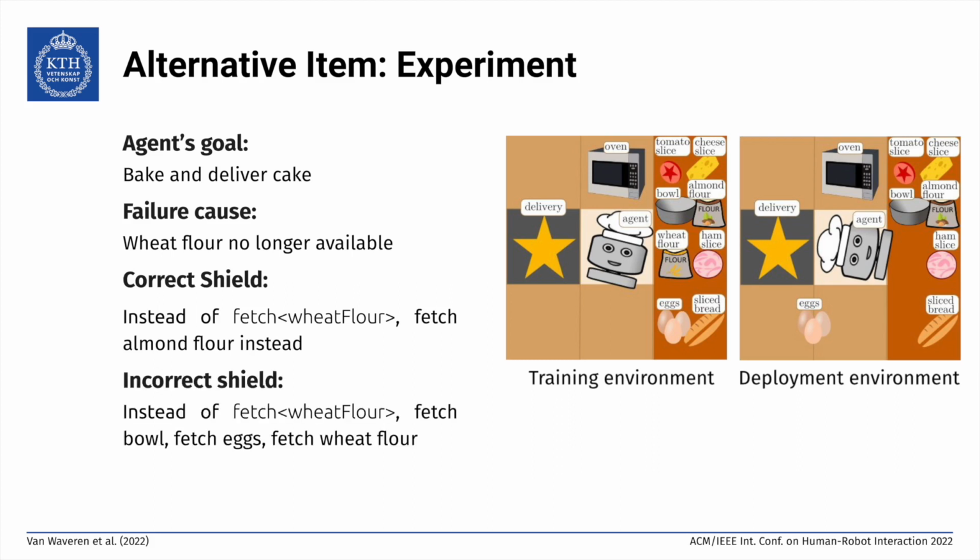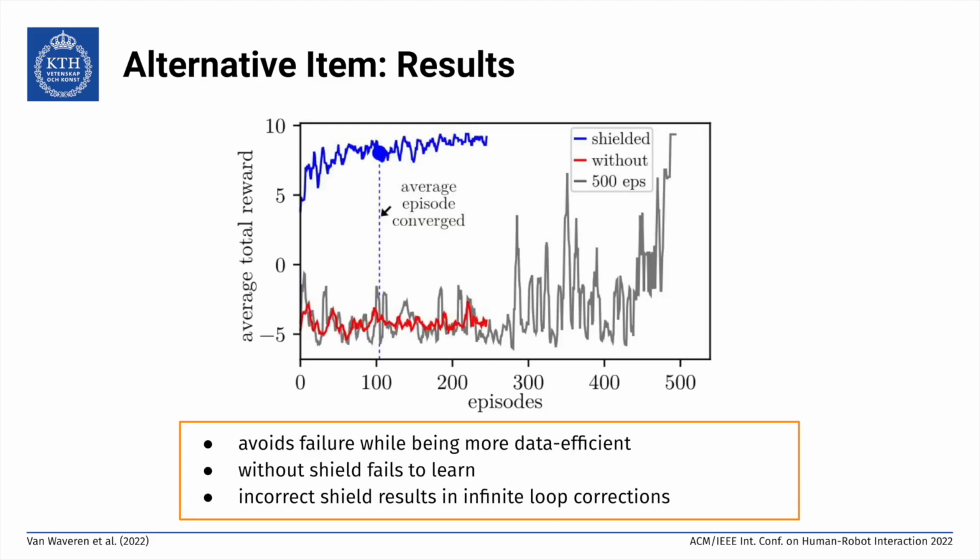The incorrect shield refines the failed action with the following action sequence: fetching a bowl, fetching eggs, and then fetching wheat flour again. Our approach avoids the failure while being more data efficient. It learns the task successfully and converges after 104 episodes on average.